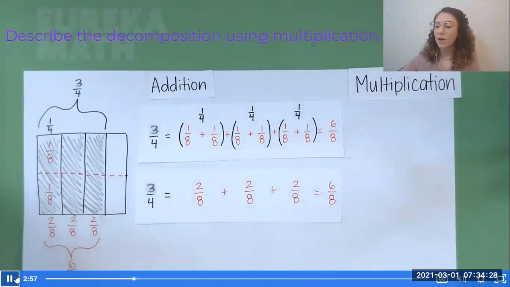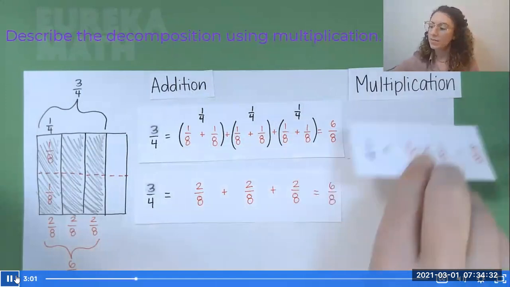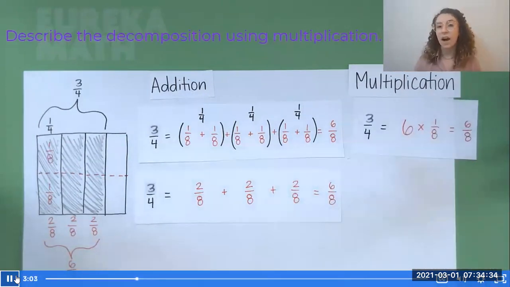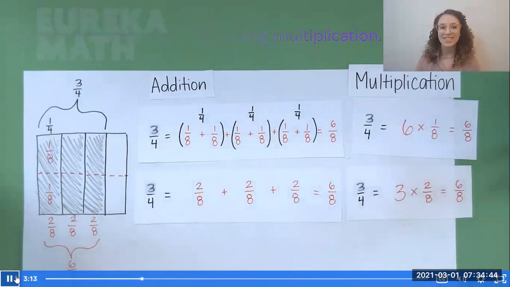Ready? Adding 1/8 6 times would be the same as saying 6 times 1/8. Adding 2/8 3 times would be the same as saying 3 times 2/8. What do these multiplication and addition sentences mean? What do they tell us about the fractions 3/4 and 6/8?